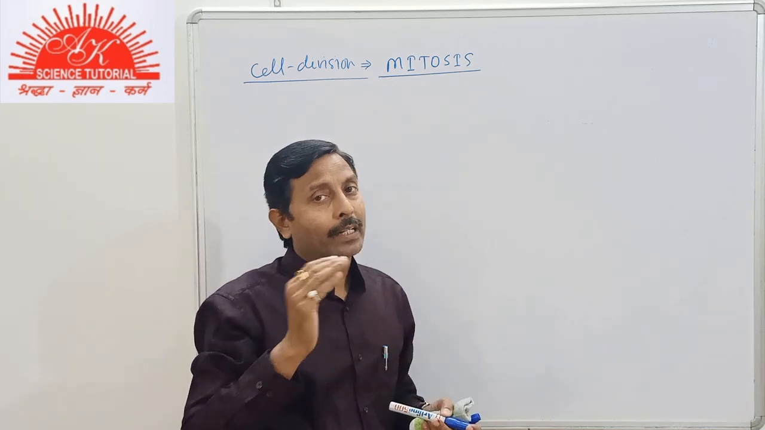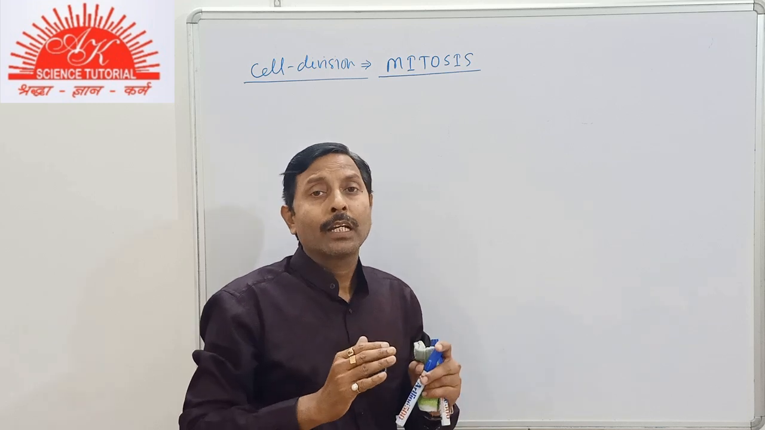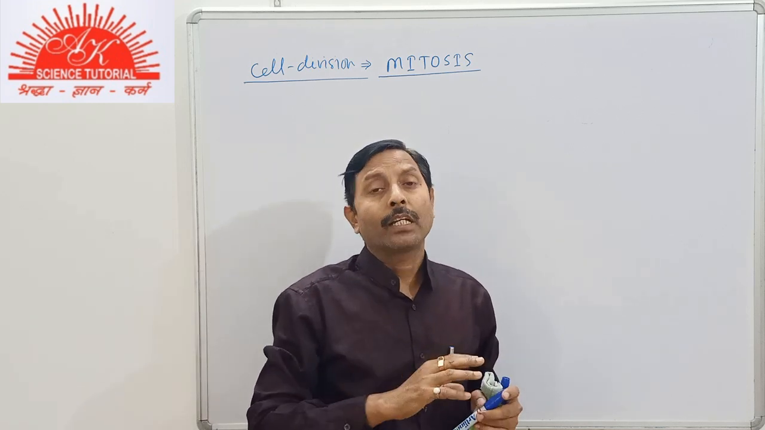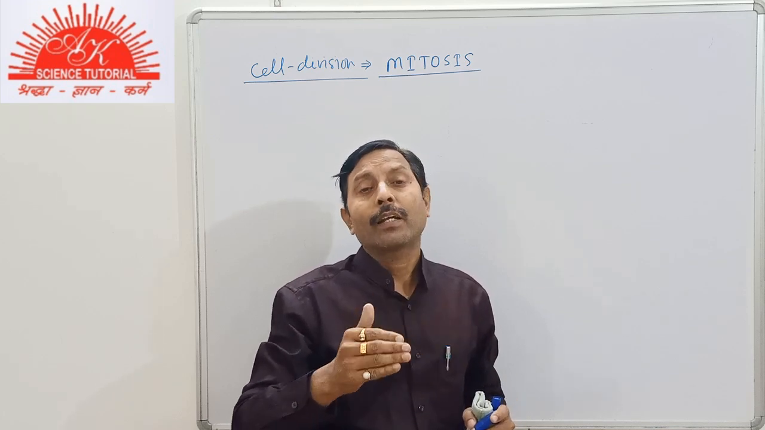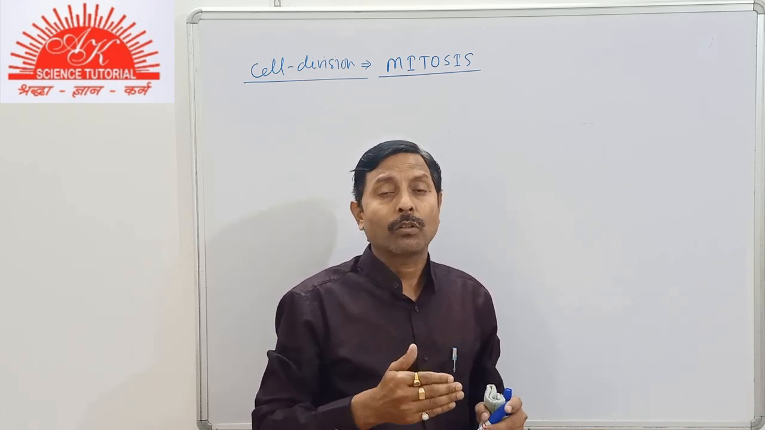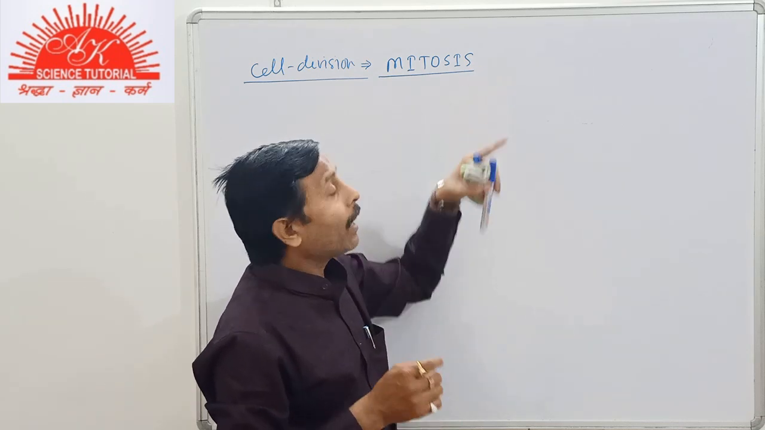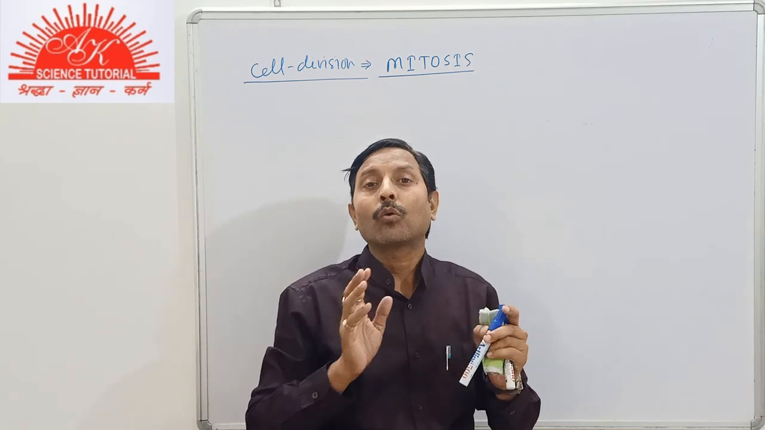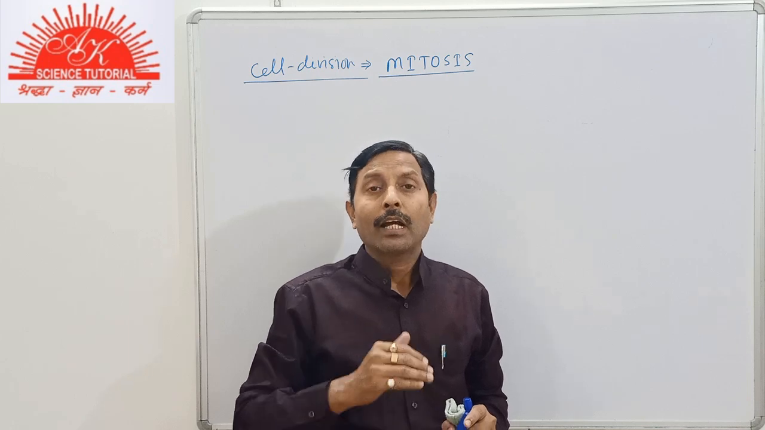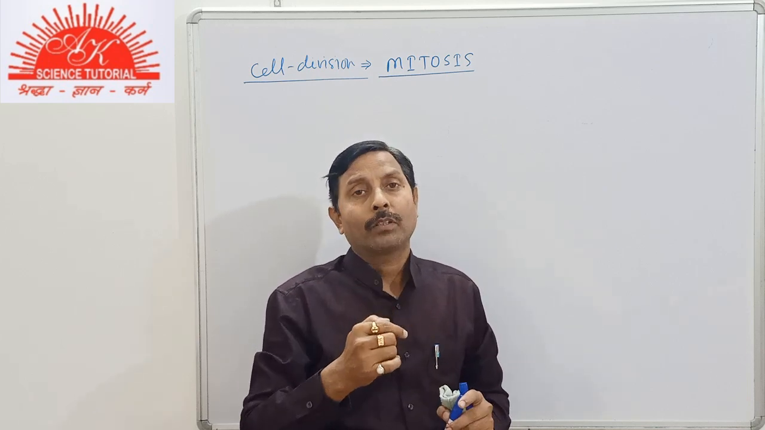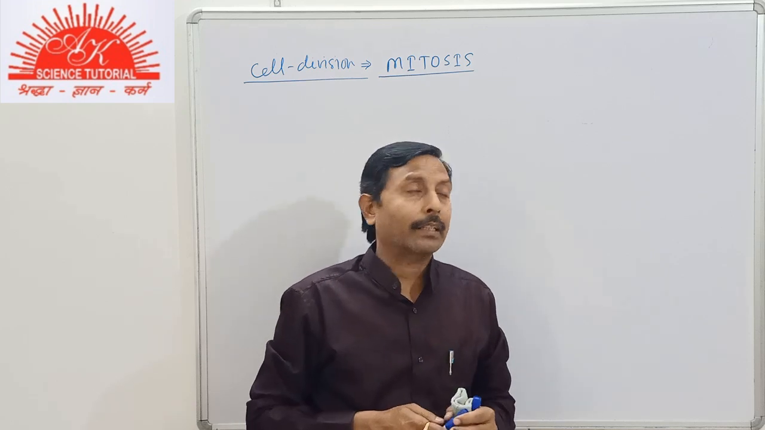Mitosis takes place in somatic cells. In animals, this cell division takes place in every part of the body, causing growth, repair, and replacement of worn out old cells. In plants, it takes place in growing regions only, that is at the tip of root and shoot, or in the cambium, which helps in increasing girth.